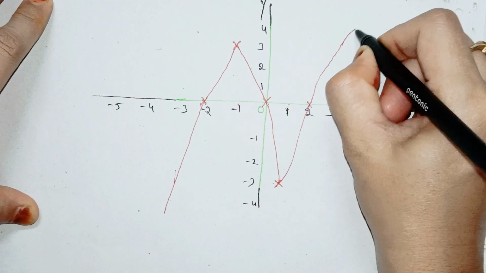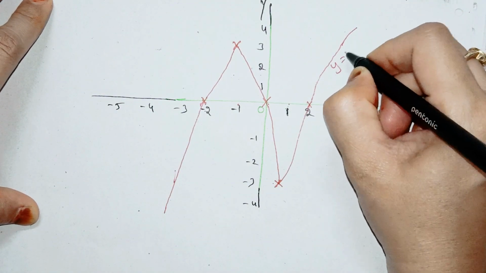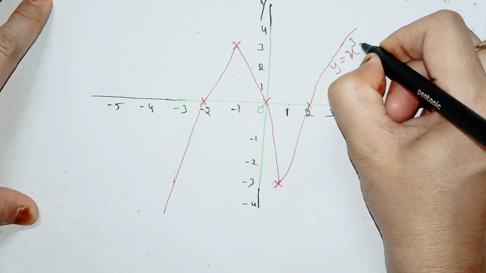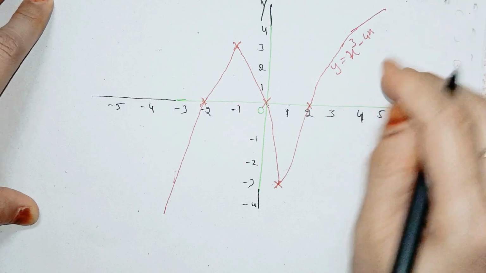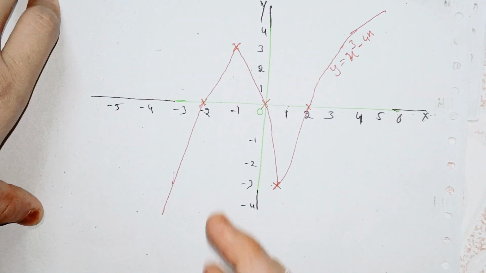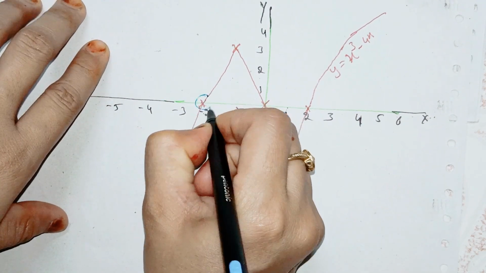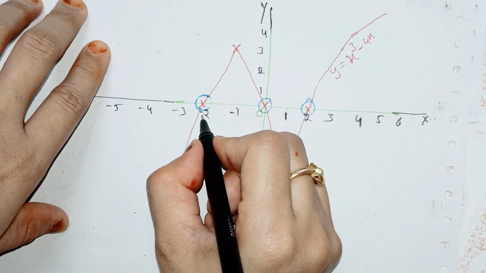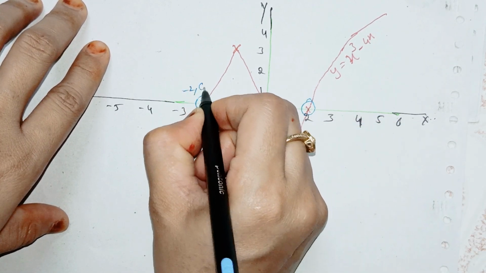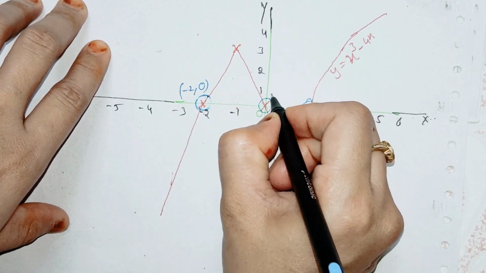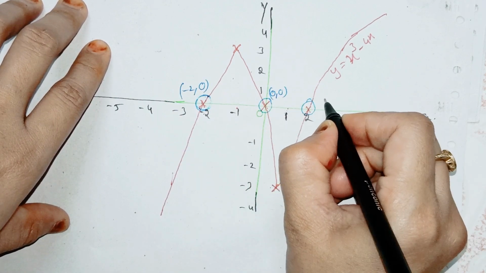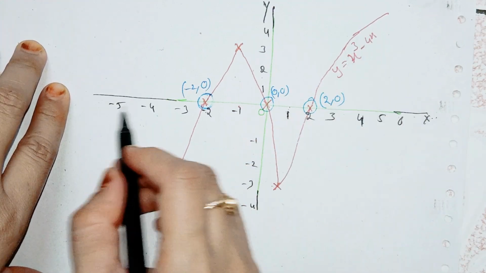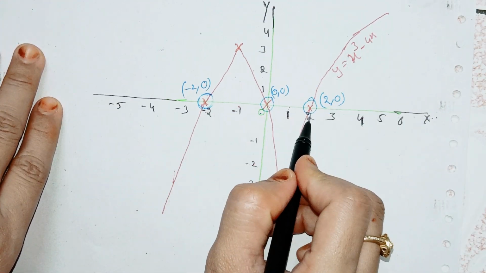Okay, so the polynomial is y equal to x cube minus 4x. So this is our polynomial and this is the graph. So it touches the x-axis at 3 points. So these are the 3 points. This is minus 2 comma 0. Okay, this is 0 comma 0. This is 2 comma 0. Okay, so this graph cuts the x-axis at 3 points.